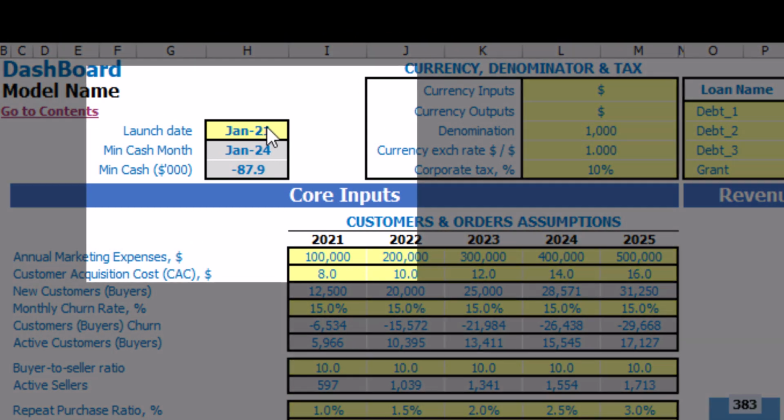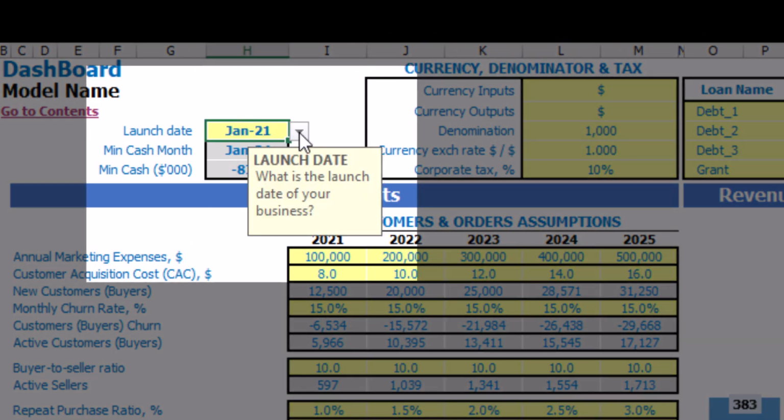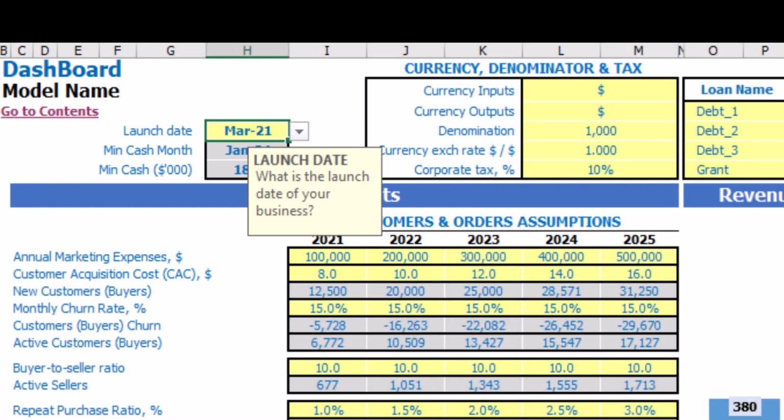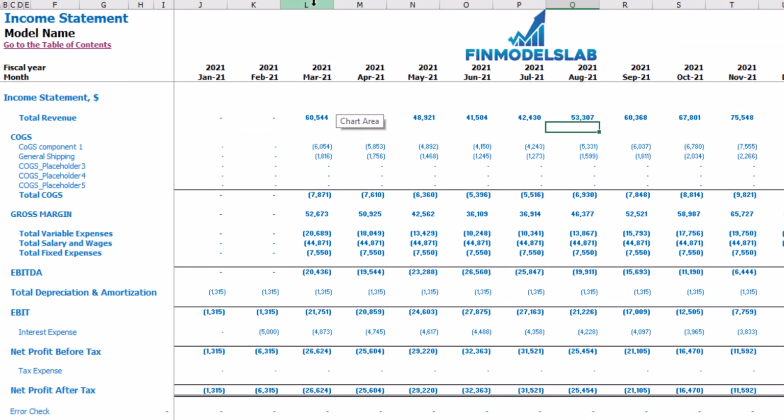So let's start from the launch date. Here you can set up the launch date of your business. It can be, for example, March 21. So if you go to any other time series tab, you may see that all the calculations will start from March 21.